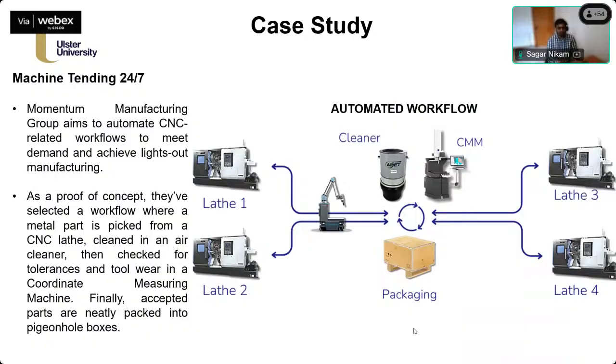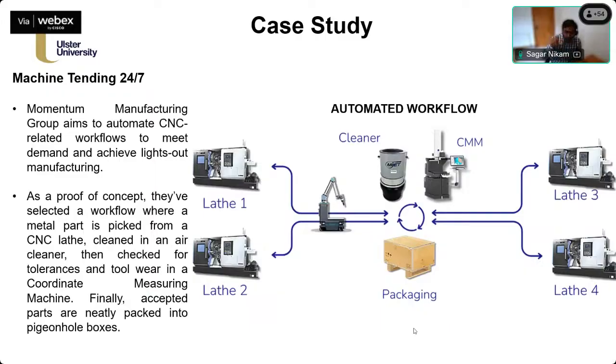There was a Momentum Manufacturing Group in the US, and they wanted to automate the CNC-related workflow to meet and achieve the demand. The robot should continue to work on the lathe. The robot should install a part on the lathe, remove the part from the lathe, and then go clean and measure the part quality, and then go for packaging.